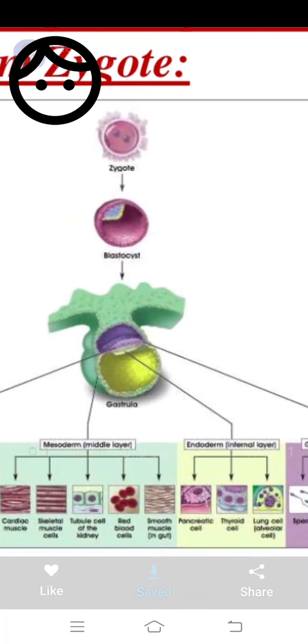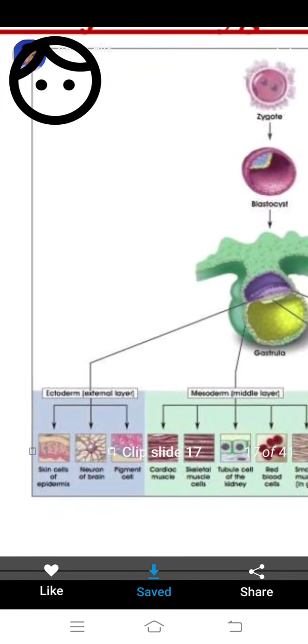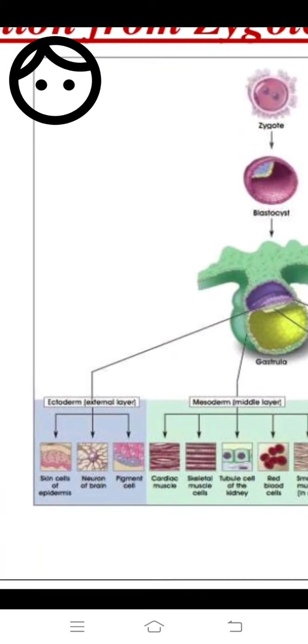In the blastula, two germ layers form, ecto and endo, but in the gastrula stage, ecto, endo and mesoderm are formed. So it's very important. Here we observe two. First one is ectoderm. Ectodermal layer formation only.